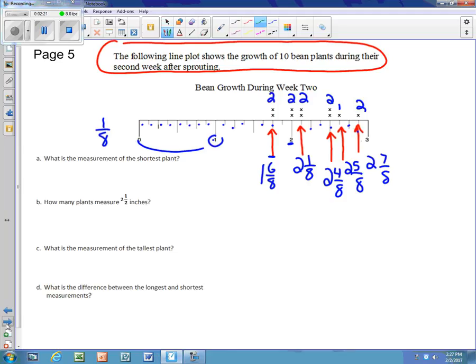So the first question asks, what is the measurement of the shortest plant? That doesn't mean which has the least x's. The 1 here is the least amount of x's. What it means is the shortest in measurement, and these are the measurements down here. So the shortest measurement is 1 and 6/8 inches.